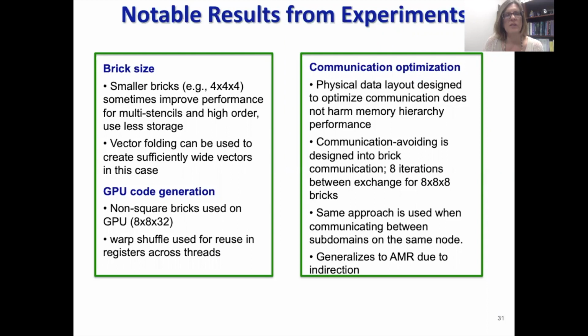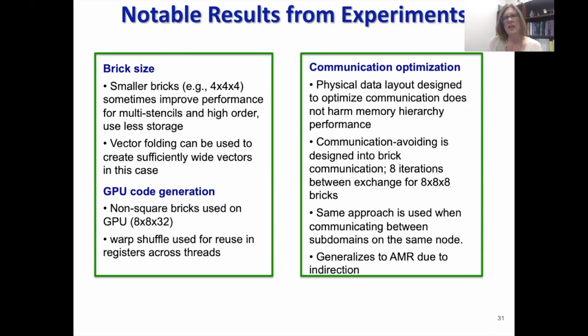If you have a vector width that's bigger than the contiguous dimension of your brick, then you can use a technique called vector folding to create sufficiently wide vectors. So what you're doing is taking 2 of the dimensions and folding them into a one-dimensional vector and performing the calculation on that. A couple of interesting things in the GPU code generation. First of all, non-square bricks were used on the GPU, and warp shuffle was used to exploit reuse in registers across threads.